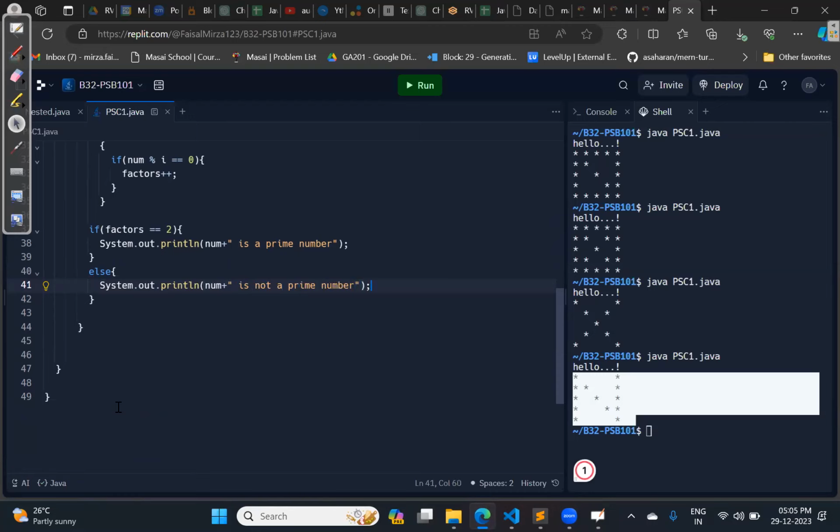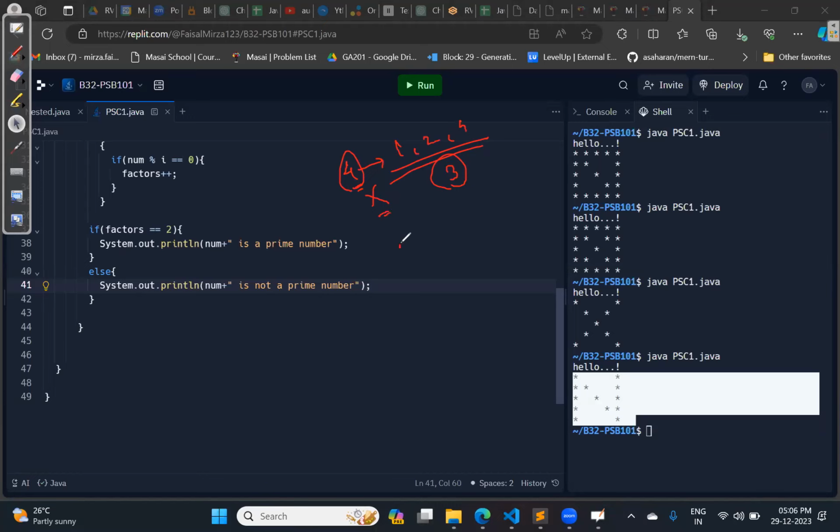Why 2? That's the definition of a prime number. If a given number is divisible by only 1 and itself, then we can say it is a prime number. Suppose the number is 4. Which numbers divide 4 completely? 1, 2, and 4. So there are 3 factors. Is 4 prime? No, it's not a prime number.